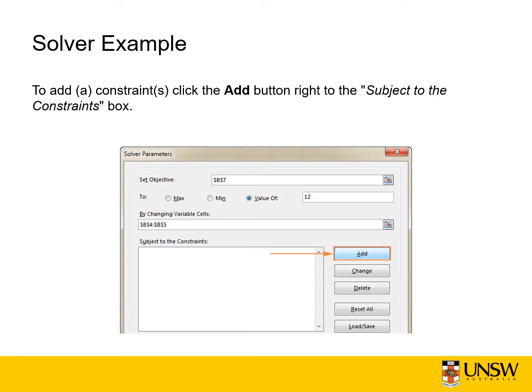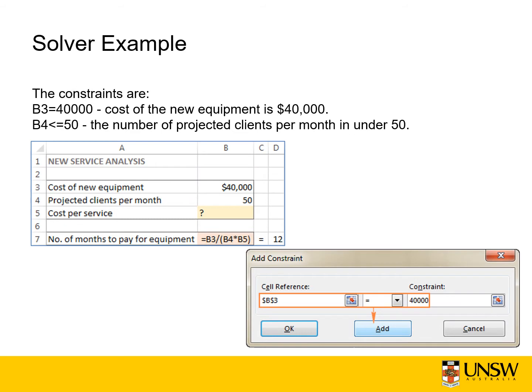Now we should add the constraints by clicking the Add button. We need to define two constraints here. The first one is the cost of the equipment that should be equal to 40,000, and the other one is the number of clients per month that should be equal or less than 50. Therefore, for the first constraint, we type B3 equal to 40,000, and for the second constraint, we type B4 less than or equal to 50.